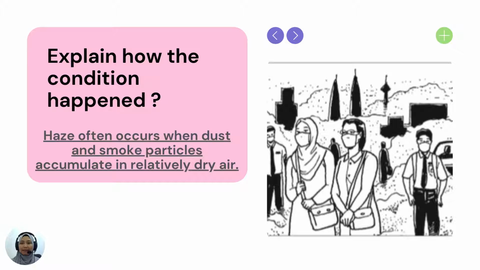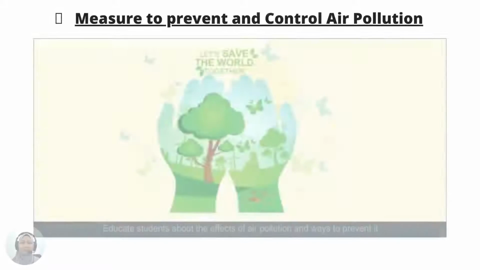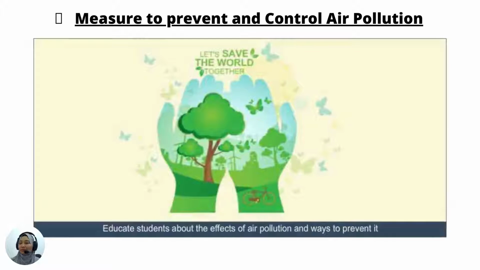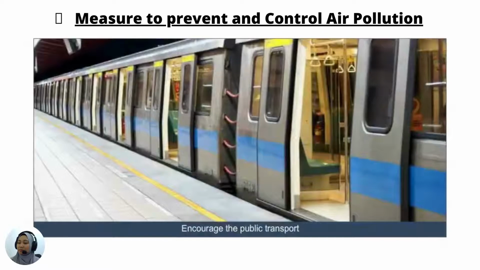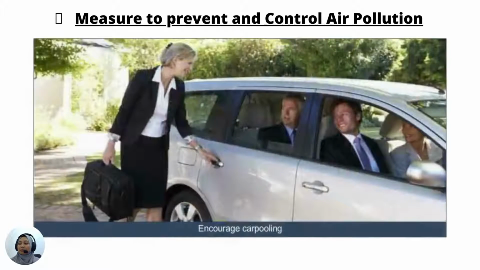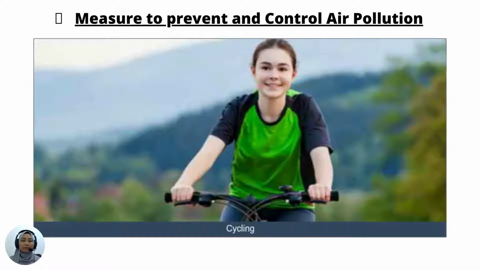Okay, next, let's watch a video on how to prevent and control air pollution. Society can play its role in controlling air pollution. Educate students about the effects of air pollution and ways to prevent it. Organize anti-smoking campaigns. Educate the public about the benefits of using public transport, carpooling, or cycling through the mass media.